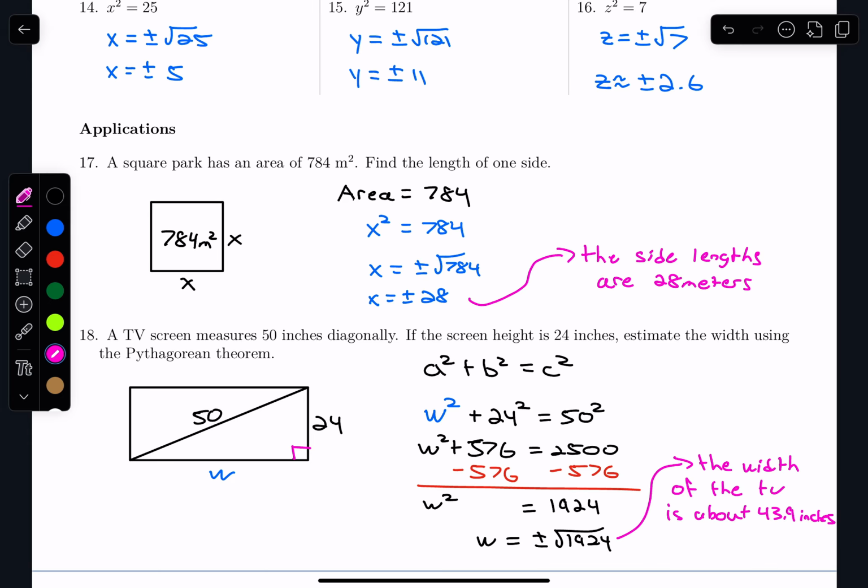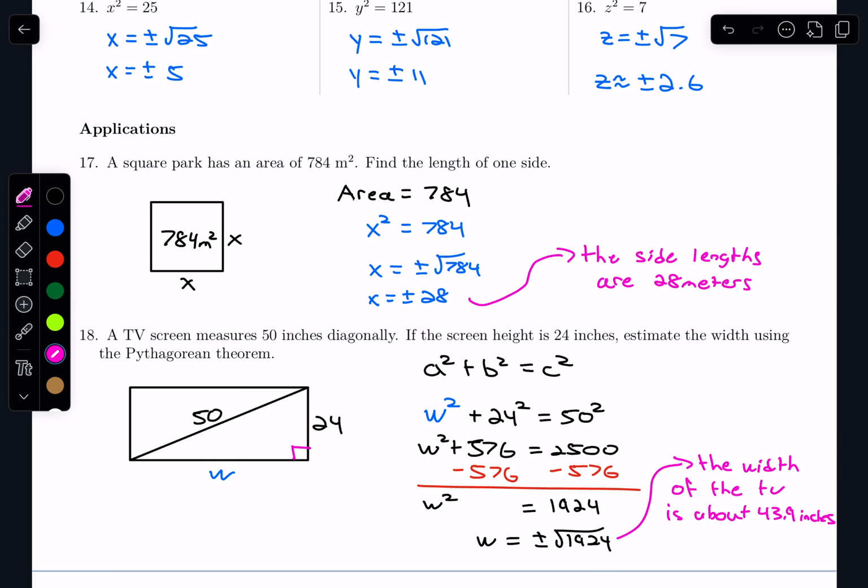Okay, so now just to be clear, we had plus or minus in our result for W, but just like the previous problem, we're finding a width, which is a length, so we have to throw away the negative result and we only keep the positive value. And then I rounded to 1/10 because it didn't specify, it just said estimate.